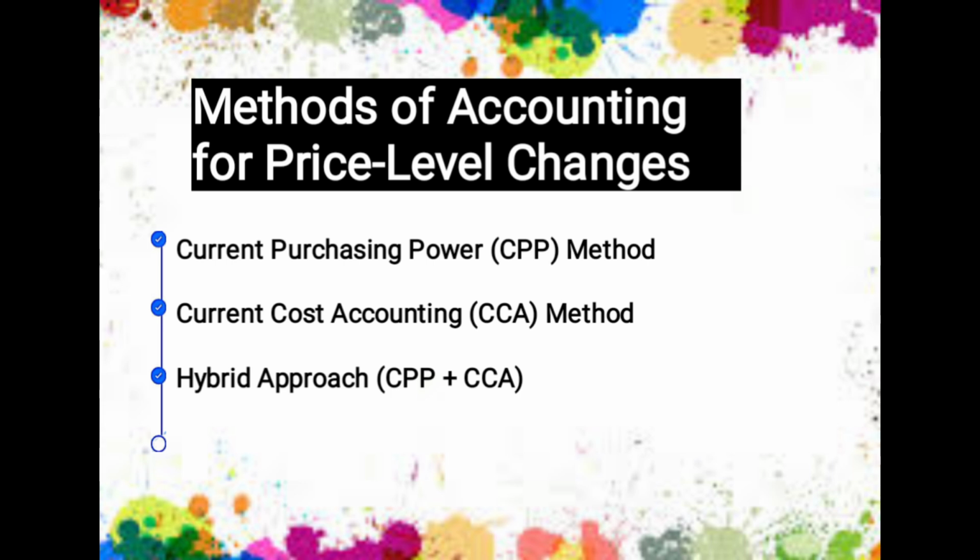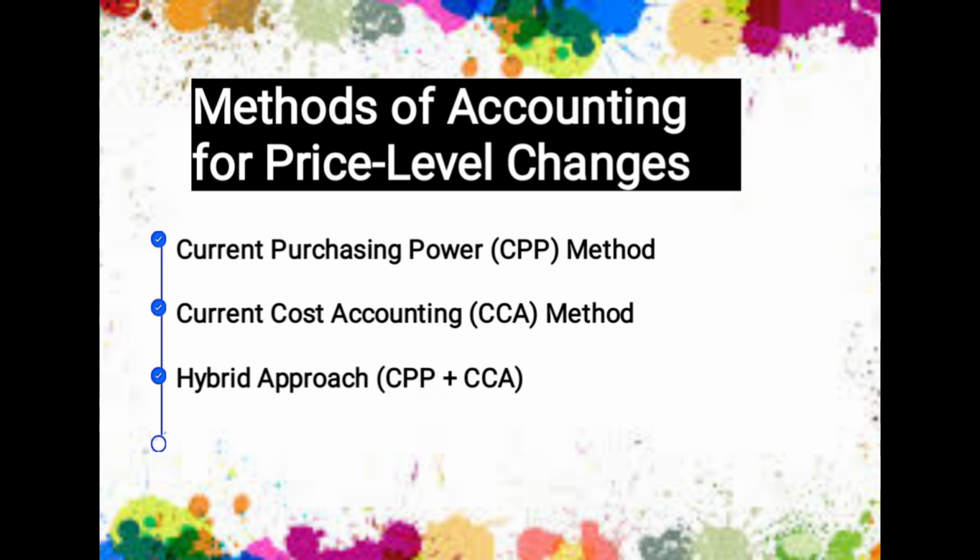Then third one is hybrid method. Hybrid method combines both CCA and CPP. It adjusts for both general price level changes and specific price changes in assets.